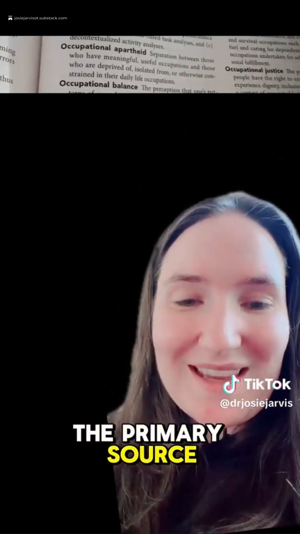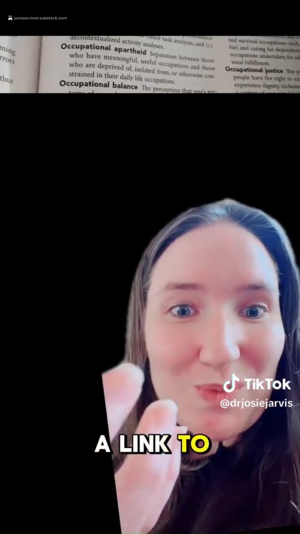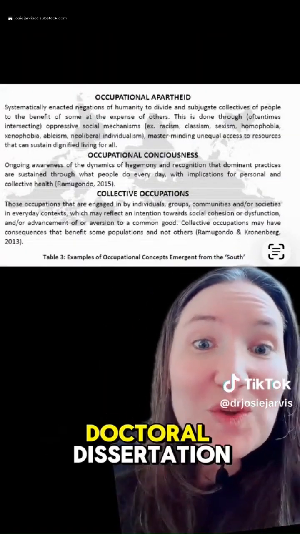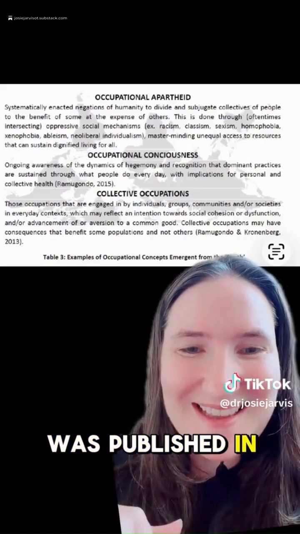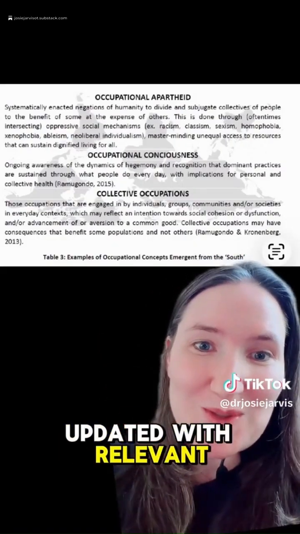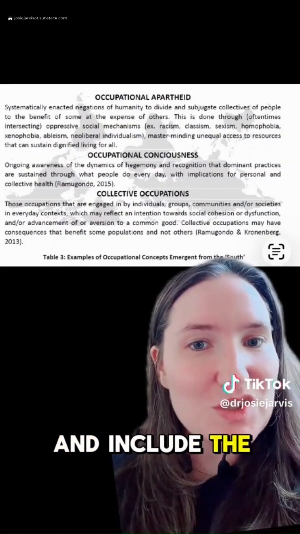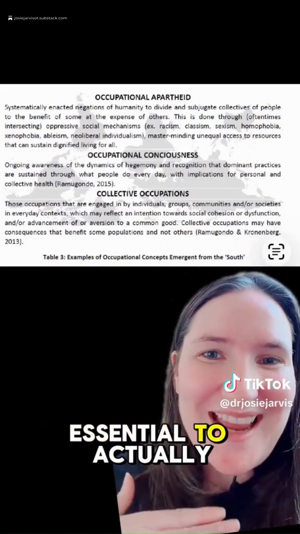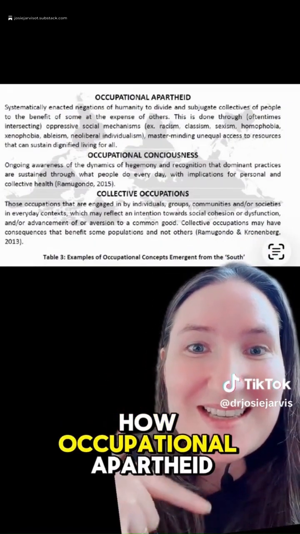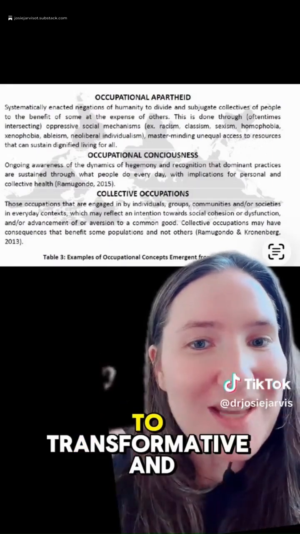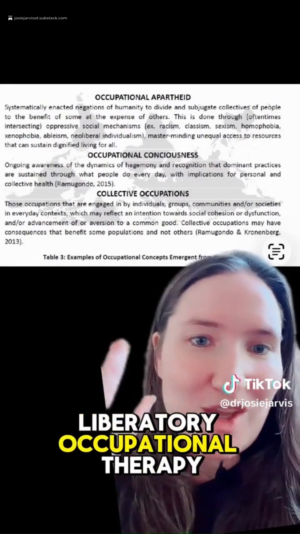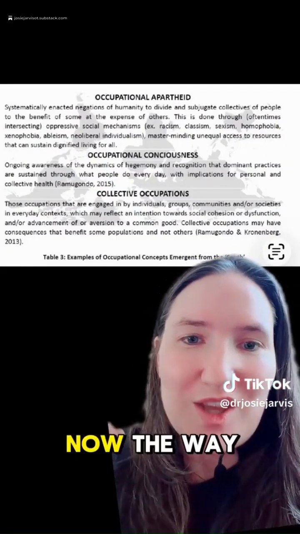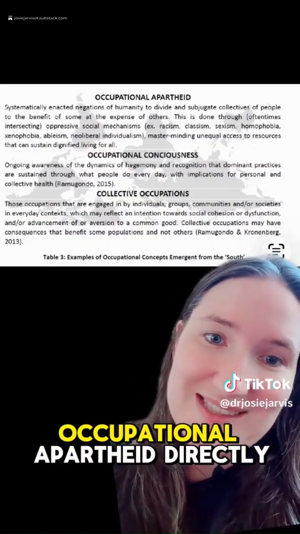Now I want to take a moment and compare and contrast these definitions that we just went through with one that is straight from the primary source. I'm going to include a link to the primary source of this document in the text. This is Frank Kronenberg's postdoctoral dissertation that was published in 2018 and is ongoingly updated with relevant citations. I went ahead and included the definitions for occupational consciousness and collective occupations because they're quite essential to actually understanding how occupational apartheid can contribute to a transformative and liberatory occupational therapy practice, both in the United States and beyond and across borders.